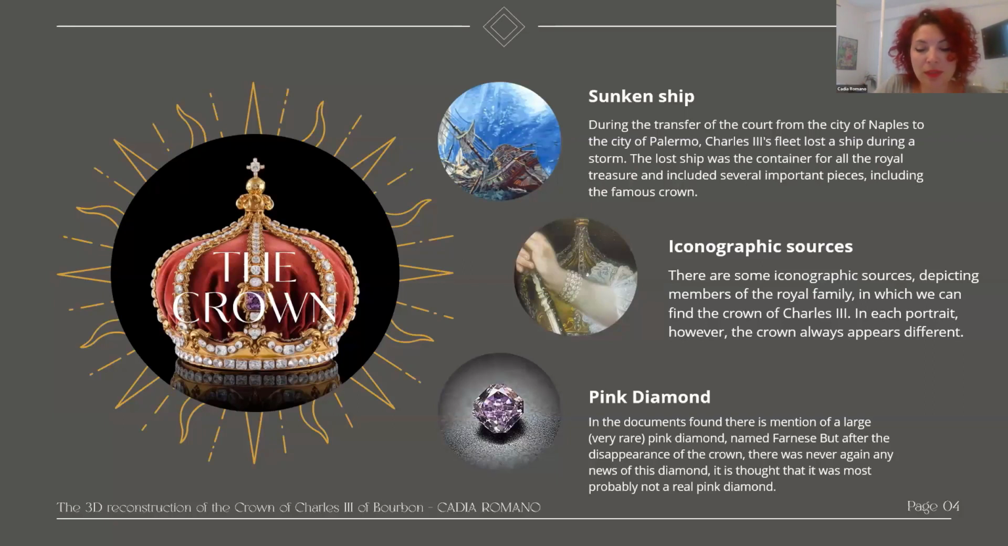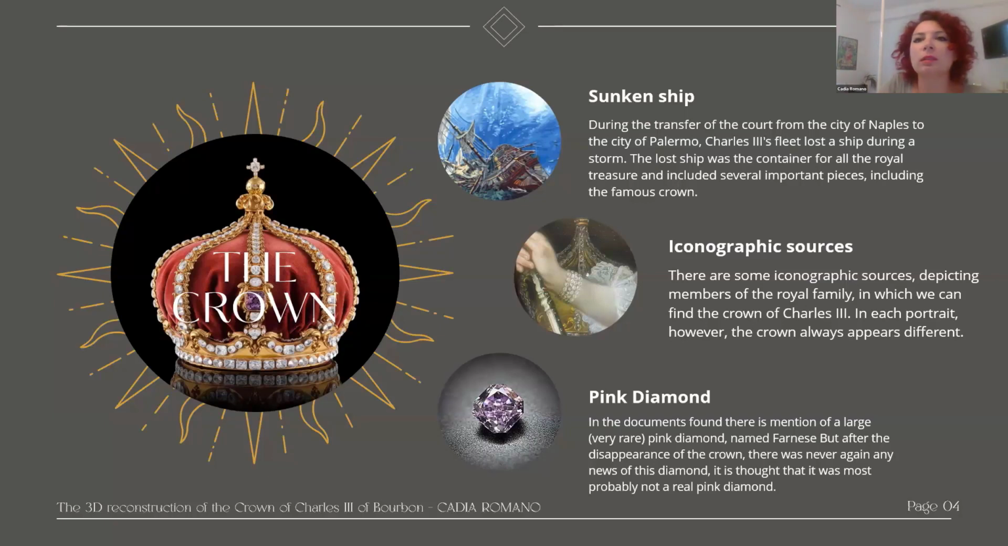In the description about this crown, the goldsmith Claudio Imbert talks about a big diamond, a purple diamond of about 42 carats. And this is a strange and very, very rare diamond, because after the disappearance of the crown, there was never again any news about it: no letters, no documents, no references, no action. This diamond was completely dissolved.